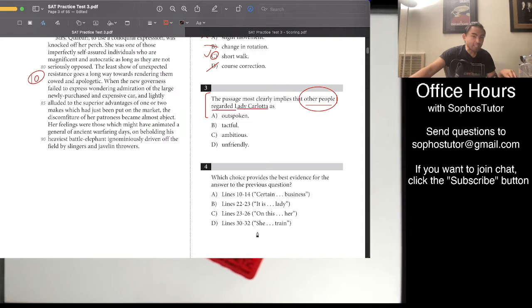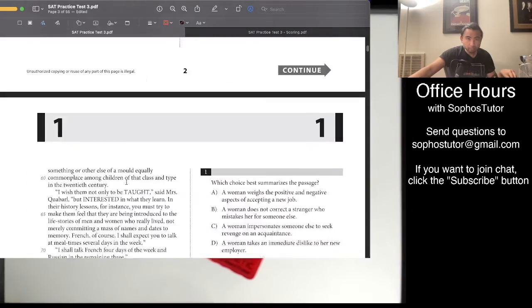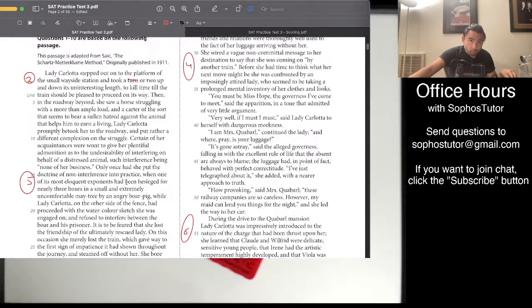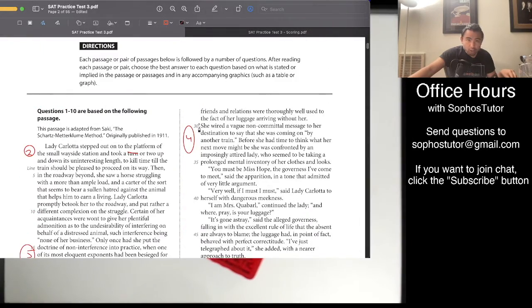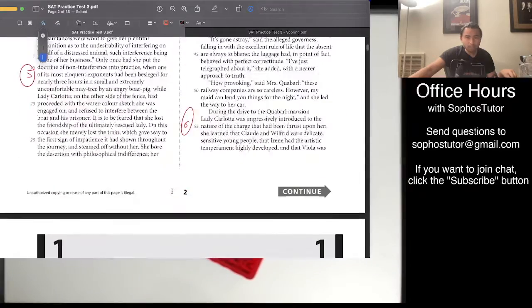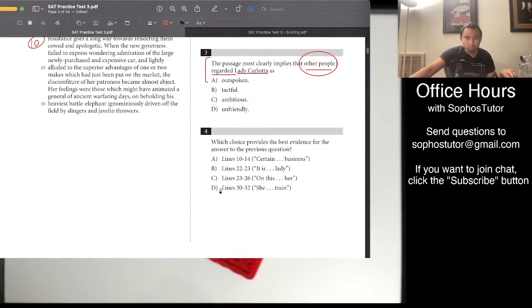I like to start with the last sentence. She to train. So lines 30 to 32. I'm also going to write boundaries on she and train. So 30, she to train. She wired a vague non-committal message to her destination to say that she was coming on by another train. Okay, nothing really about her, so D is out.